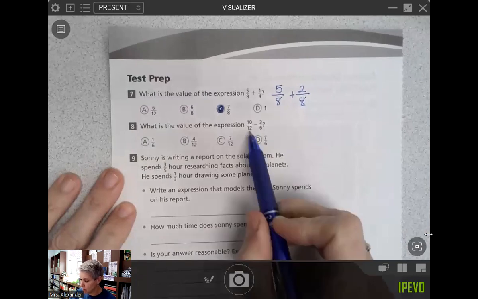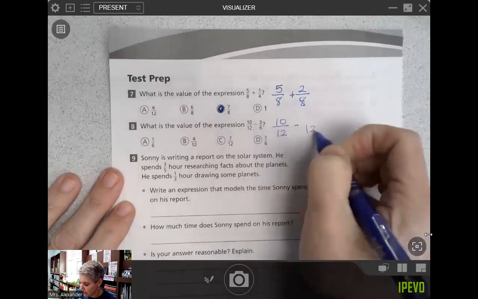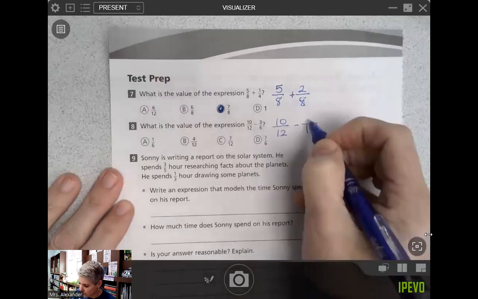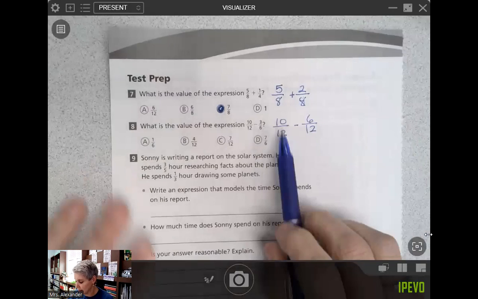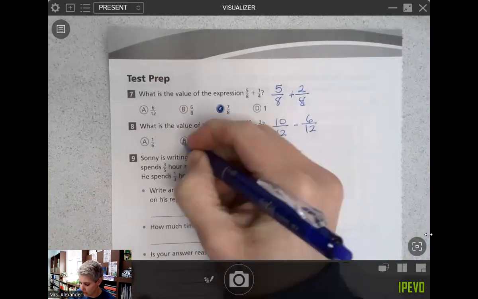What is the value of the expression 10/12 minus 3/6? Again, 12 is a multiple of 6, so I'm going to leave that fraction. I'm going to adjust my 6ths to 12ths. Now I have 10/12 minus 6/12. That would be 4/12, letter B.